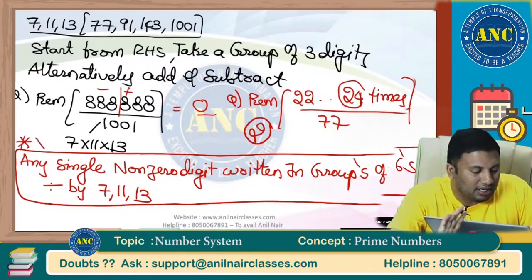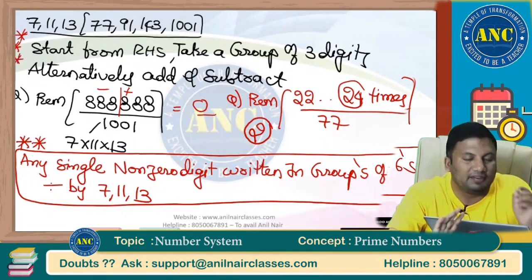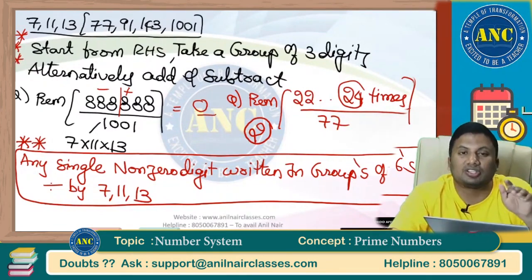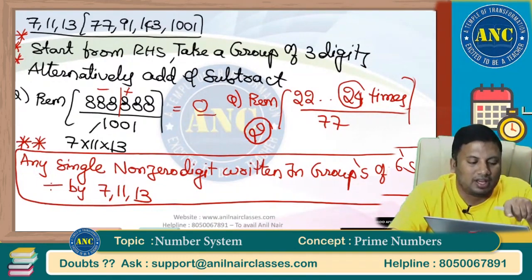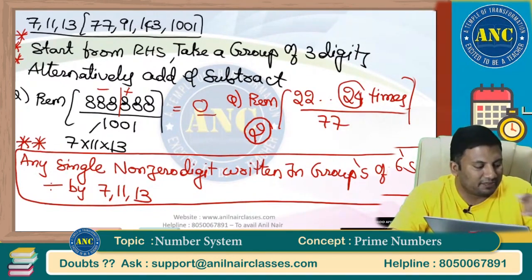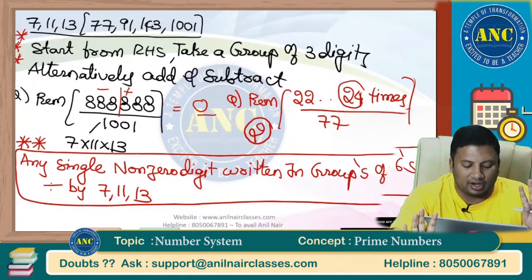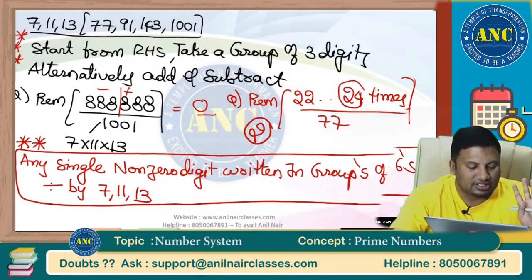These are all extremely important concepts for you to use whenever there is a need. Divisibility rule for 7, 11, 13 and its multiples is based on the Chinese remainder theorem. Divisibility rule of 12 is the divisibility rule of 3 and 4. Divisibility rule of 77 is the divisibility rule for 7 and 11. 91 is 7 and 13. 143 is 11 into 13. 1001 is 7 into 11 into 13. Any single non-zero digit written in groups of 6 is always divisible by 7, 11, 13.